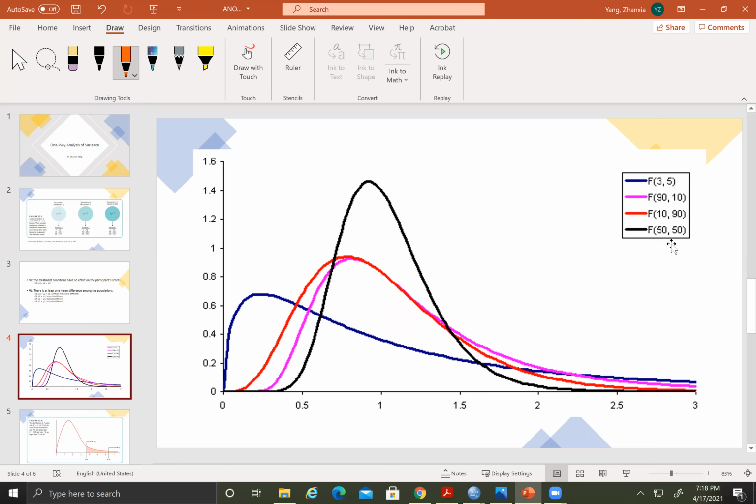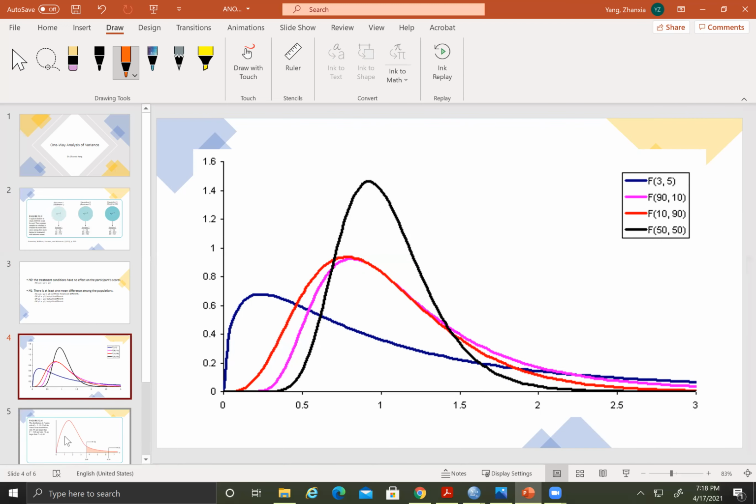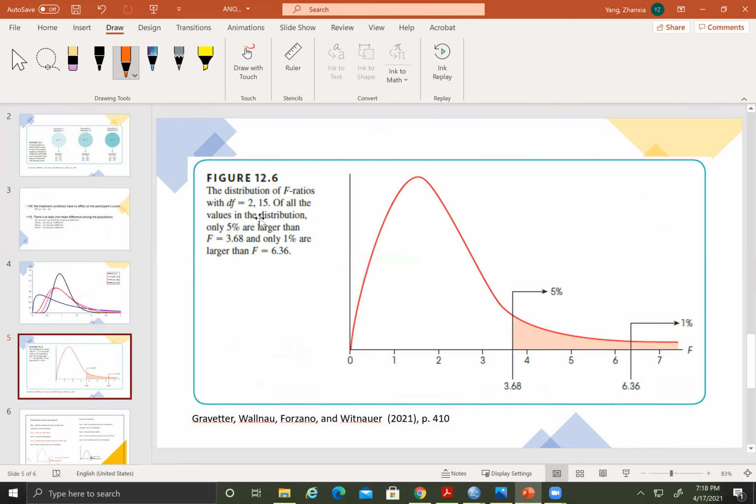Okay, so you can compare your F value calculated from the data with this reference distribution. So that's about the distribution. And here's an example from our textbook for the degrees of freedom of 2 in the numerator and 15 in the denominator. We have this kind of shape here.